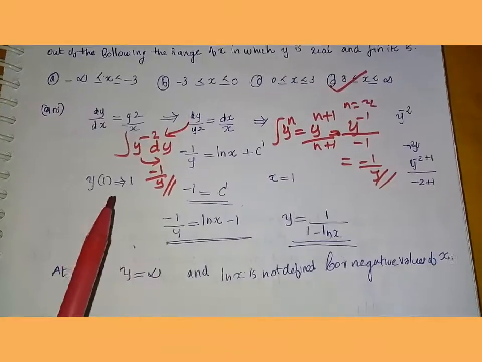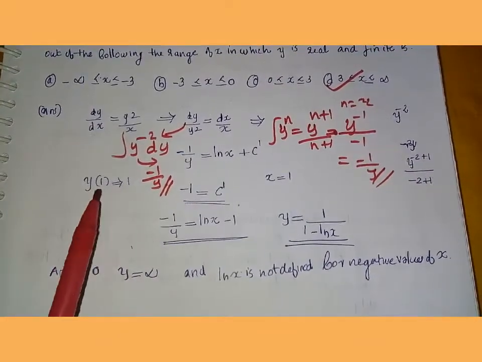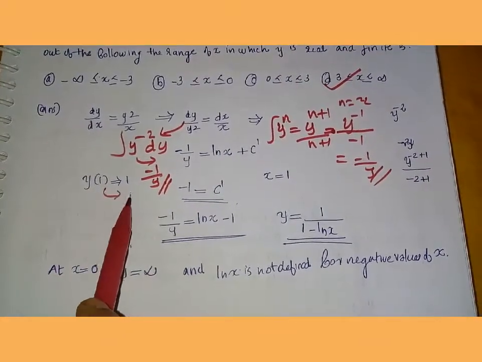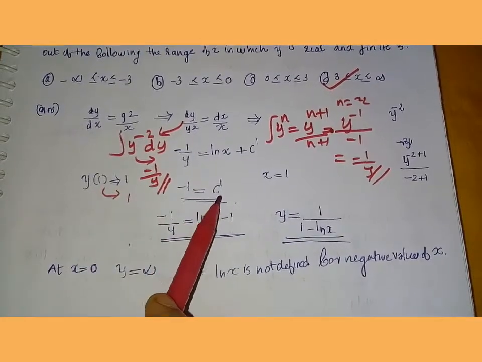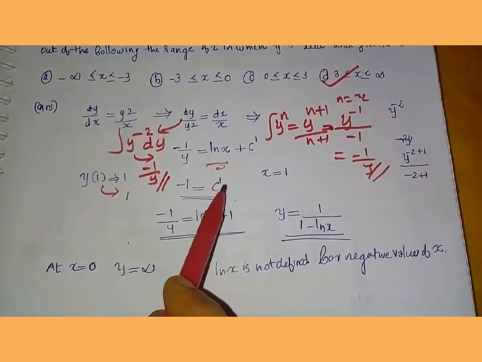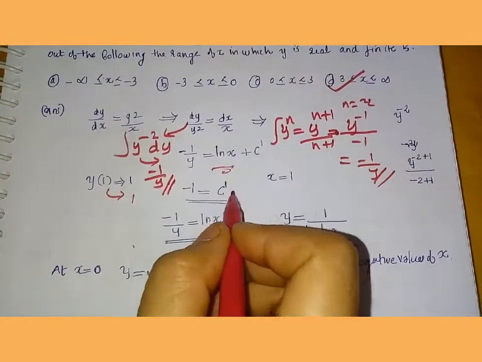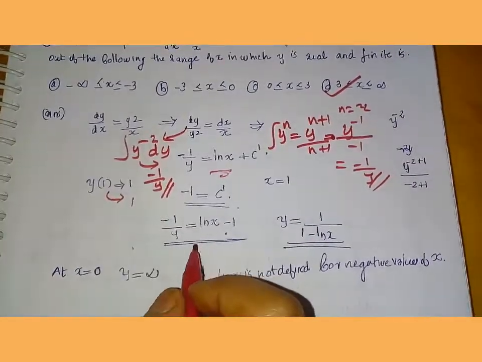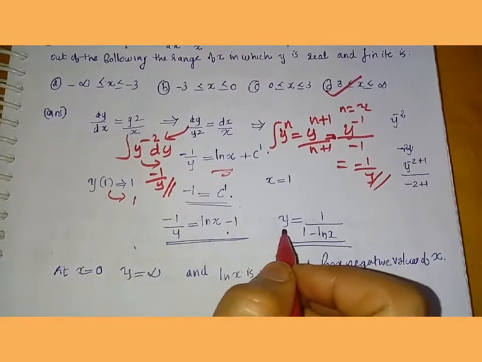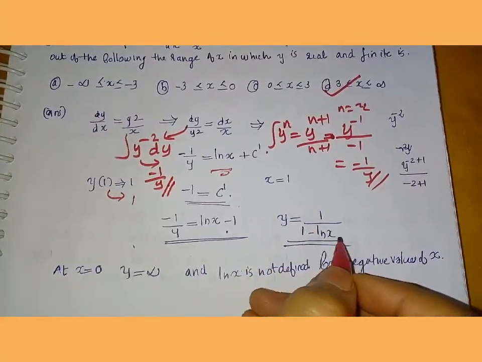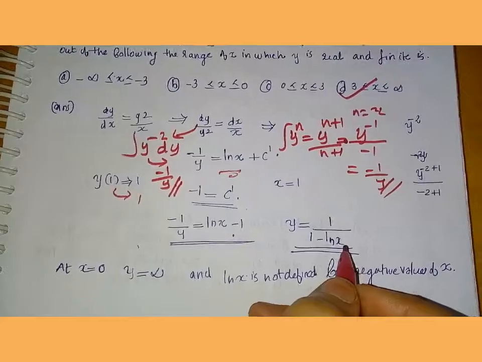From that we substitute the boundary condition, that is y of 1 is equal to 1, that is for x equal to 1, y is equal to 1. Substituting this, we get log 1 is equal to 0. So the constant c dash is equal to minus 1, and we get the function as y is equal to 1 by (1 minus log x).